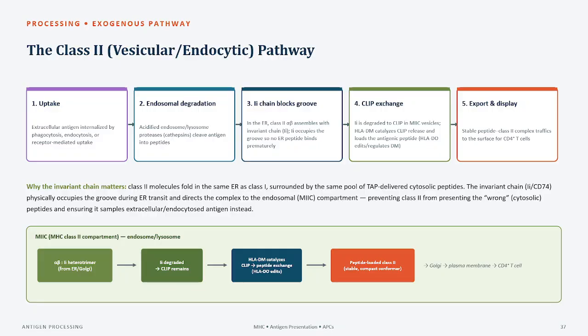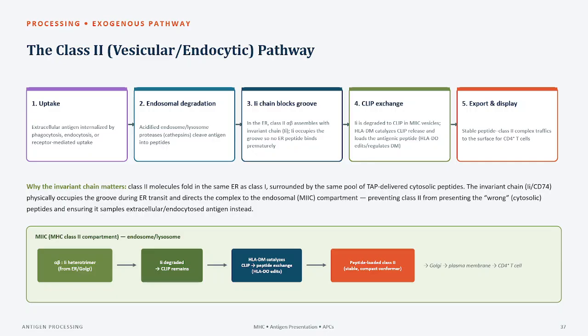In the ER, the class 2 alpha beta assembles with the invariant chain, which occupies the groove, so no ER peptide binds prematurely. Then there is the clip exchange, where the invariant chain is degraded to clip in the MIIC vesicles. The HLA-DM catalyzes the clip release and loads the antigenic peptide. The HLA-DO regulates the DM. And then the stable peptide class 2 complex traffics to the surface for the CD4 plus T cells.